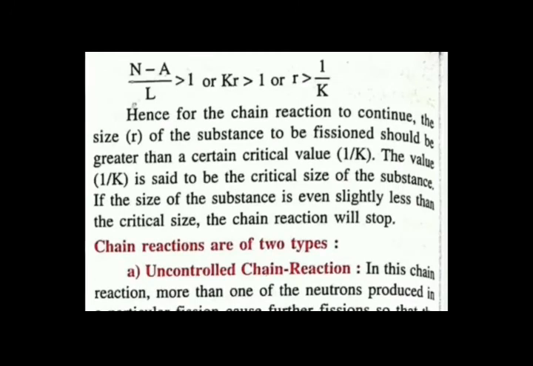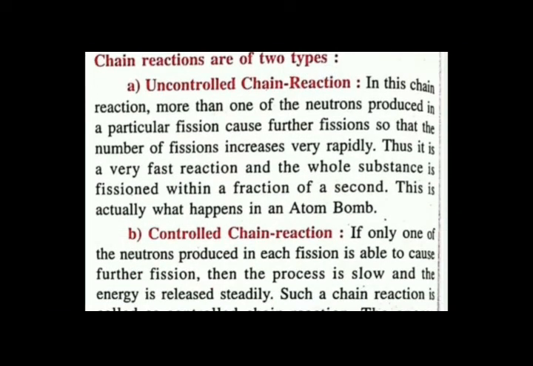Suppose (N minus A) by L is greater than 1, that is, the mass is greater than the critical mass. Then the chain reaction takes place uncontrollably. Two types of chain reactions are there, controlled and uncontrolled. What is an uncontrolled chain reaction? The number of neutrons multiplies like a geometric progression and a huge amount of energy is released in a short time. This principle is used in the atom bomb.